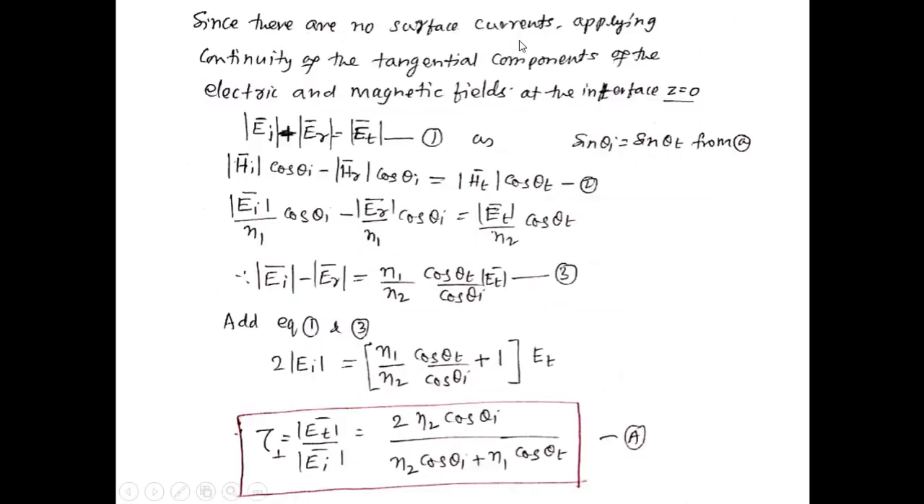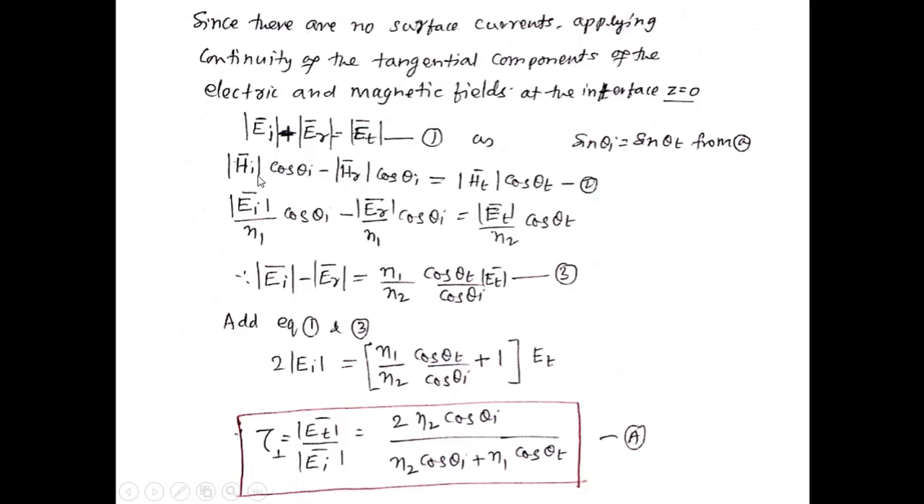Since there are no surface currents, applying continuity of the tangential components of the electric and magnetic fields at the interface z equals 0, we get E_I bar plus E_R bar equals E_T bar, equation number 1, as sin θ_i is equal to sin θ_t from equation A. Similarly, for the magnetic field, H_I bar cos θ_i minus H_R bar cos θ_i is equal to H_T cos θ_t, equation number 2.